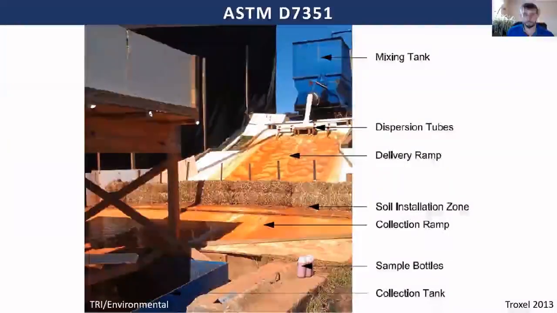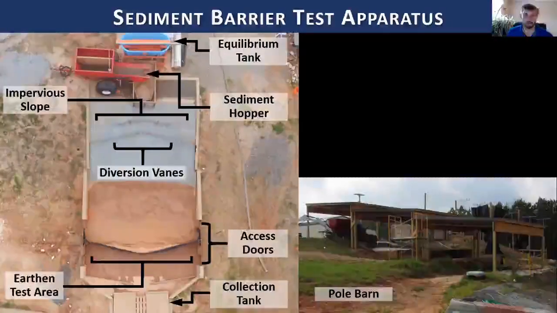ASTM D7351 outlines using a larger mixing tank and allowing that flow to discharge onto a ramp where you have some type of sediment barrier practice installed. This can be hay bales, it can be silt fence, it can be any type of practice that's out there available. And then you collect water samples and data and sediment retention analysis and all that based off the ASTM standard. So what we set out to do is create a larger sediment barrier test apparatus that uses that same methodology, where we can control sediment over a 30-minute test duration as well as water.